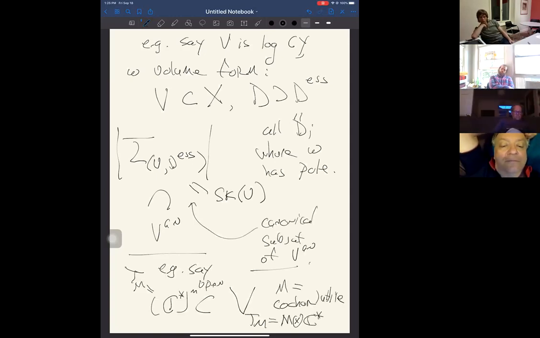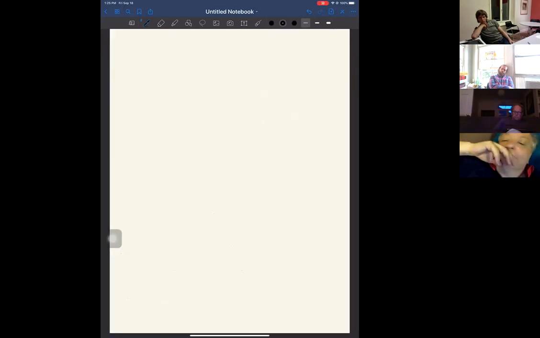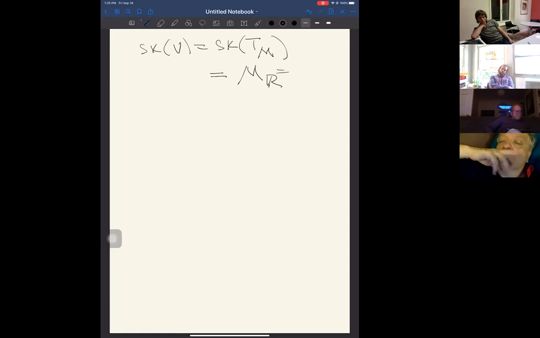This is a completely God C star. So there's nothing fancy here, where this is just an algebraic torus, C star to the M. In this case, the canonical skeleton of V is exactly the same as the canonical skeleton of the torus. And that's just the place where you draw the fan in toric geometry. That's just MR, the real vector space given by M tensor R.